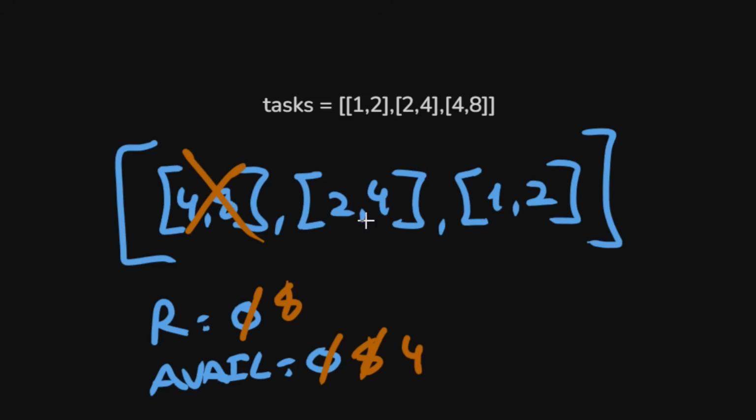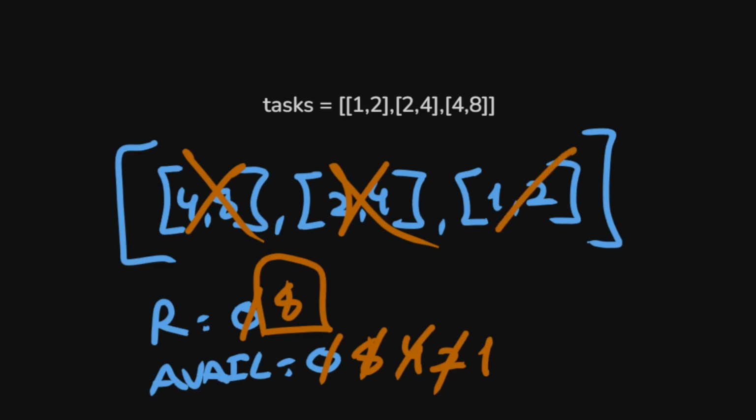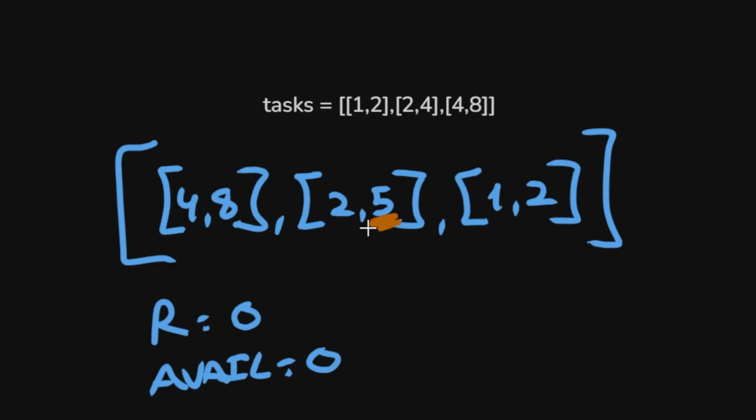Now we are here, we need 4 and we have 4 available, so there's no need to add anything to the result. We can use this energy and subtract this cost. 4 minus 2 is equal to 2, so the result stays as it is. Next we continue with this, we need 2 and we have 2 available. The cost is 1, so this is 1 now, and the result stays at 8. Finally we return this.